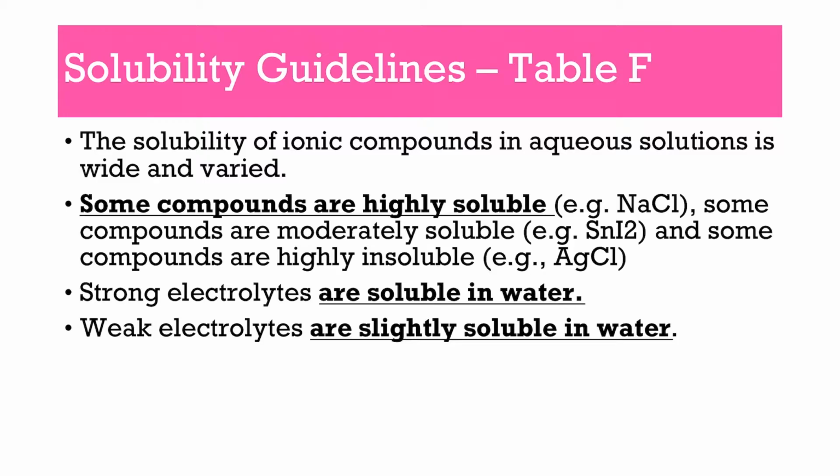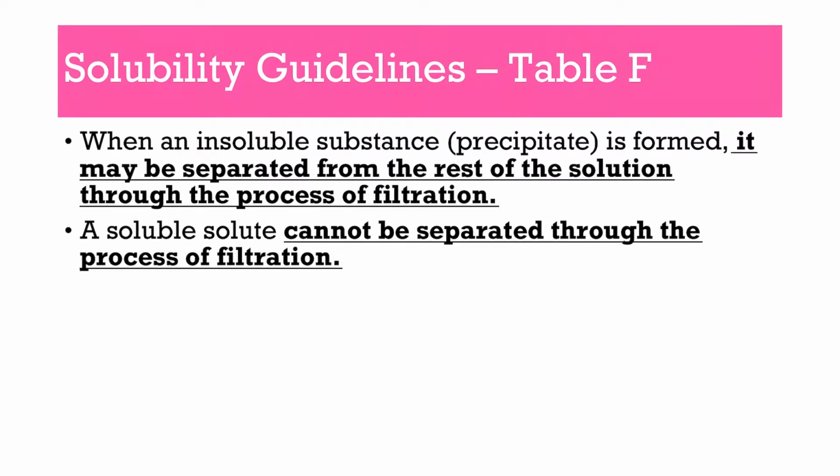So table F, first of all, the solubility of ionic compounds. So ionic compounds, metal, non-metal, most of them are very, very soluble, some of them not so much. And so we're able to tell by looking at table F. And so generally these strong electrolytes are also very, very soluble in water. And oppositely speaking, the weak electrolytes are slightly soluble in water. And so just knowing that some things can and some things can't dissolve, that is important.